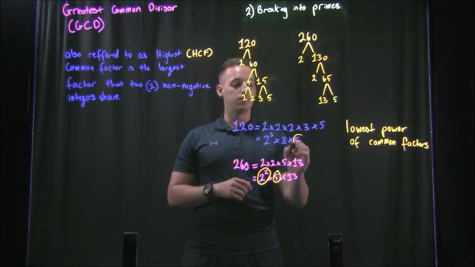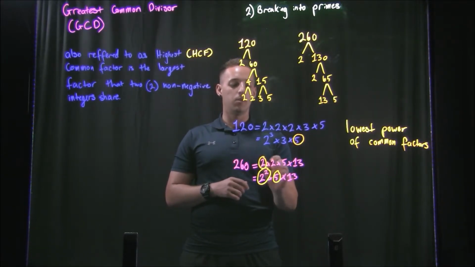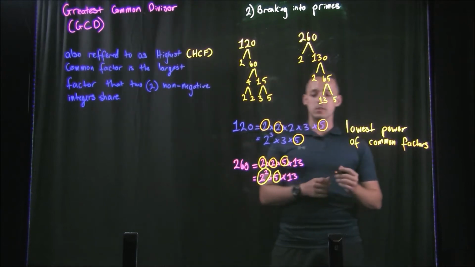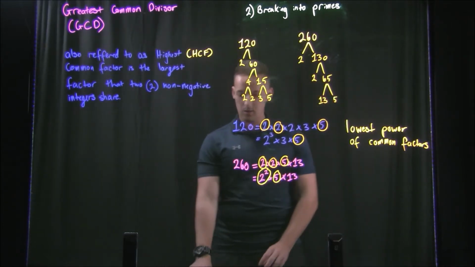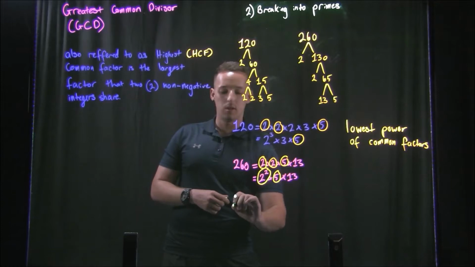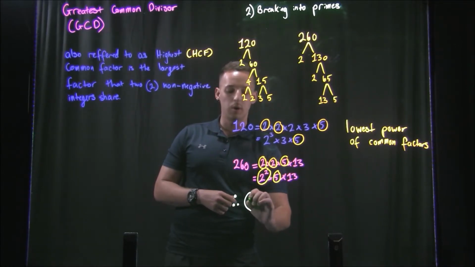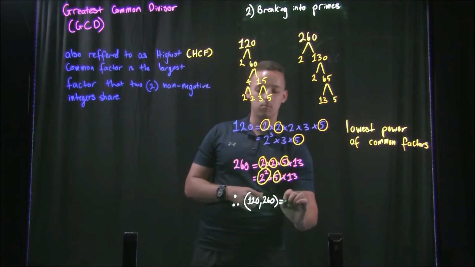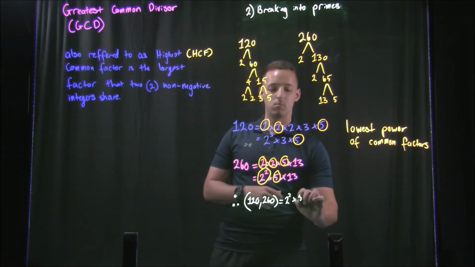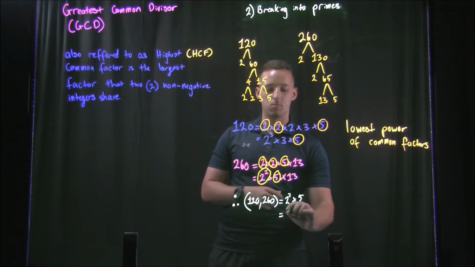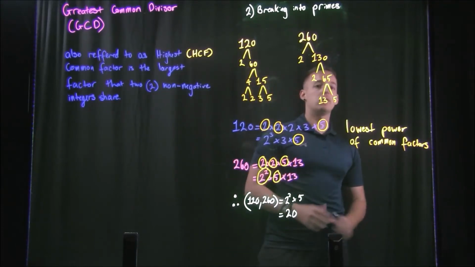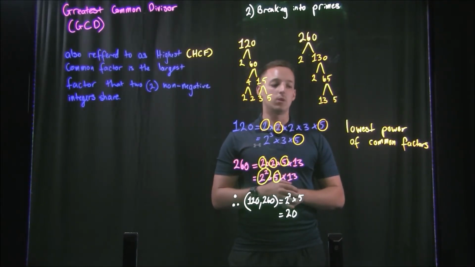and 5. Because in both examples there's 2 lots of 2 and 1 lot of 5. So it's the lowest power of common factors. And then I would write, therefore, rounded bracket 120, 260, and our GCD would equal 20 because 2 squared times 5 is 20.